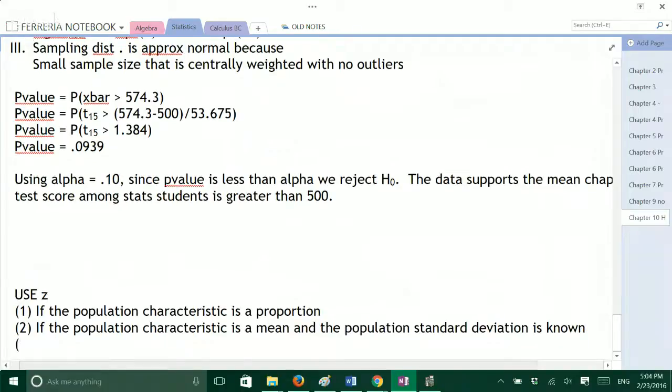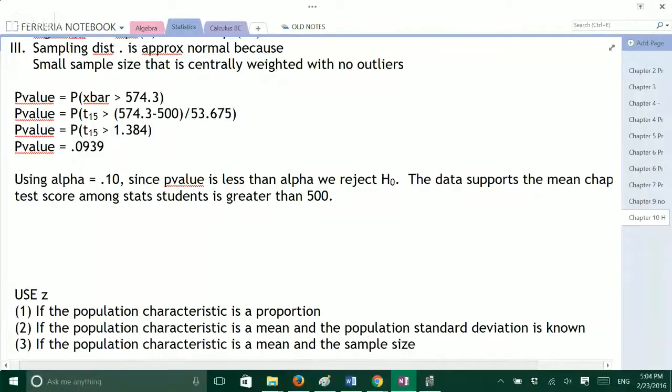Three, use a z if the population characteristic is a mean and the sample size is large, very large. This is actually rare. This one's also rare.